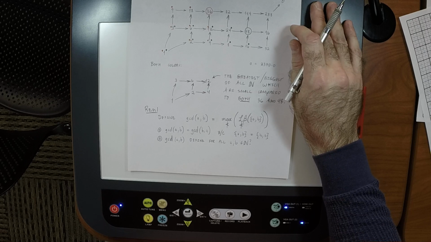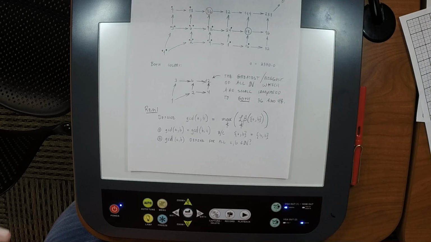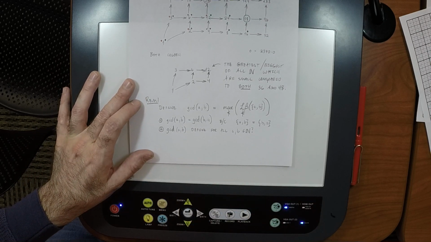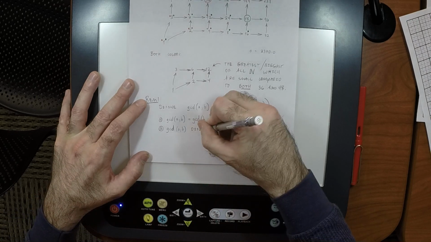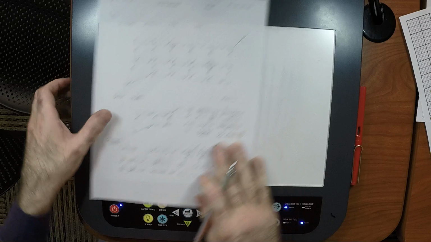Should there be a maximum? Should there be one? I'll leave that open so you think about that. There is one. I leave it to you to try and think about why there should be a max. Okay, define it like this. Here's a. I'll flip to the next page.